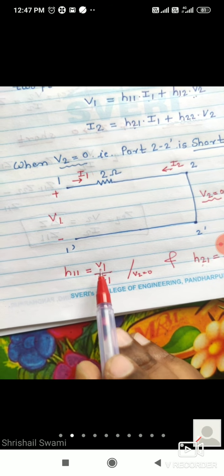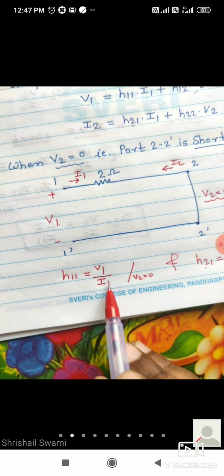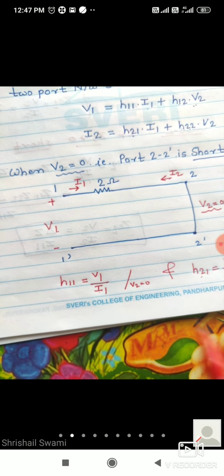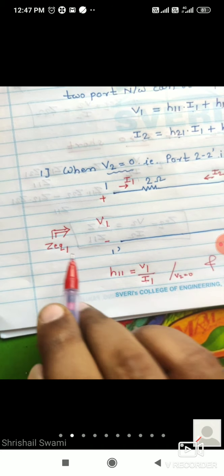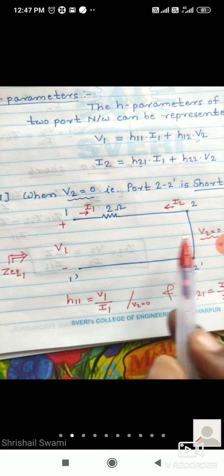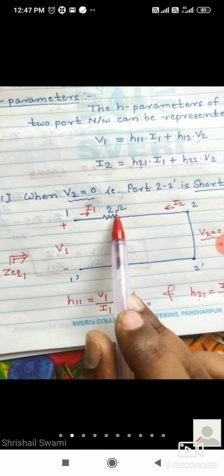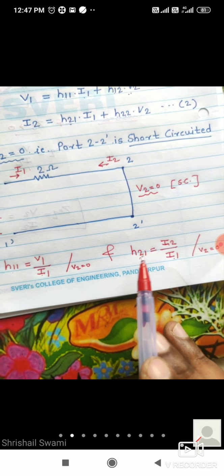Next V1 upon I1. V1 upon I1 म्हणजेच काय whenever V upon I and of the same port, तेव्हा काय सांगितलं होतं what you have to find out: Z equivalent 1. So observe the Z equivalent 1 from this side. Observe this side and measure from opposite side. फक्त एकच आहे 2 ohm. So 2 ohm is the answer of H11 and H21 answer is -1.